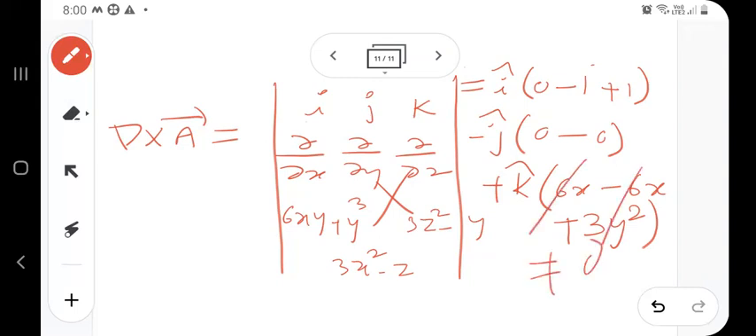Therefore, a bar is a rotational vector, not irrotational. Since the curl is not equal to 0, a bar is called a rotational vector.